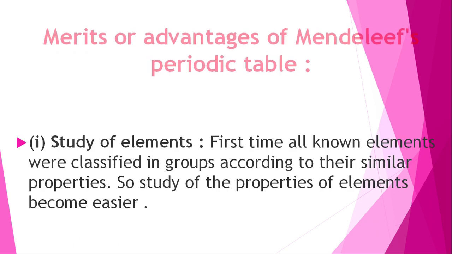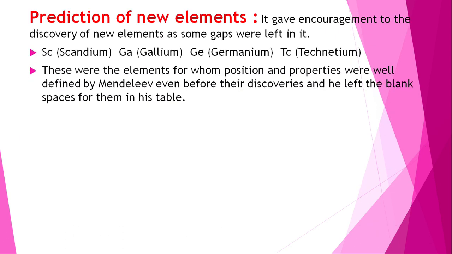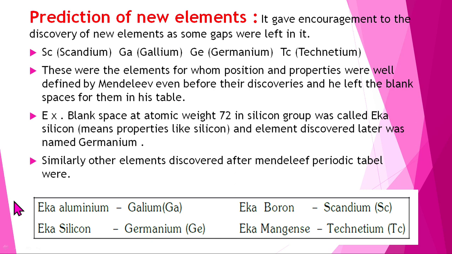And you can see here the new elements. What new elements he predicted, and he named them. He said eka aluminium, which comes after aluminium and is now called gallium. Eka silicon, which comes after silicon and is now called germanium. Eka boron, which comes after boron, is called scandium nowadays. Then eka manganese is called technetium. So, he predicted new elements. This is a very, very important and very good merit of his periodic table.